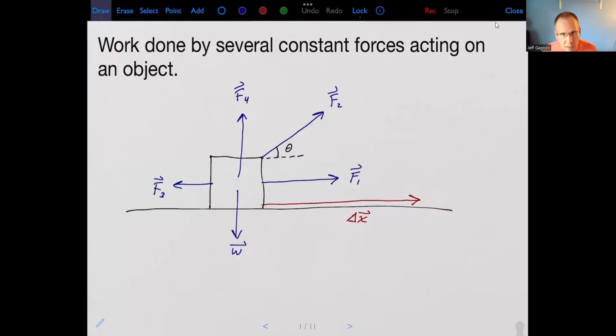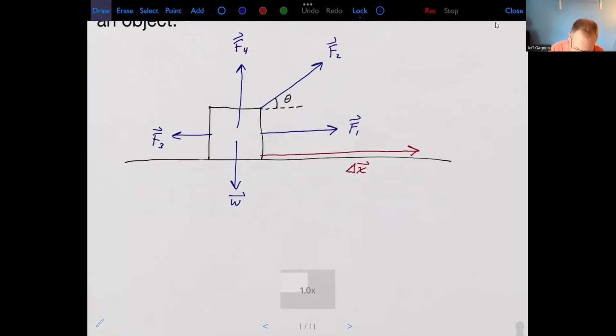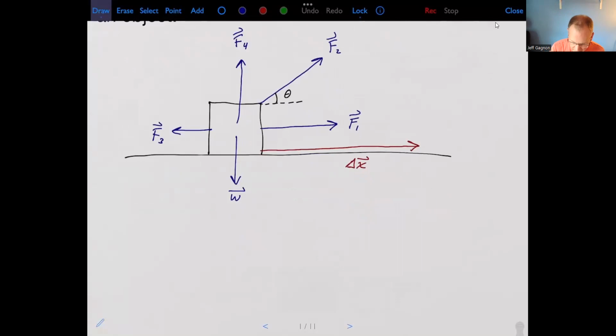Okay, actually, before I talk about how to compute the net work, and there's a couple ways you can do it, let's quickly review how to calculate the work done by each individual force. So let's say I have this object here and have these 5 forces acting, right? I have F1, F2 acting at this angle with respect to the horizontal, F3, F4, and then I have the weight of the object acting down. Let's assume that the object undergoes a displacement to the right here, so my delta x to the right.